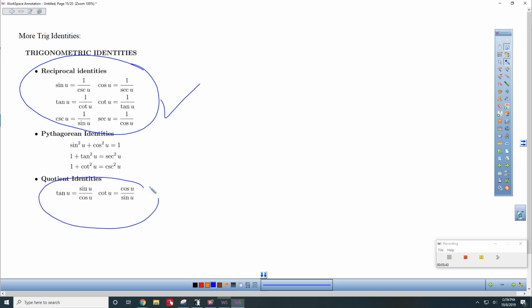I showed you these. Now I want to show you the most important one. Sine squared of u plus cosine squared of u equals 1. Tara, I want to teach this to you. You ready? Let's put any triangle.